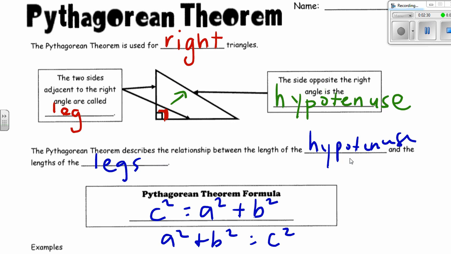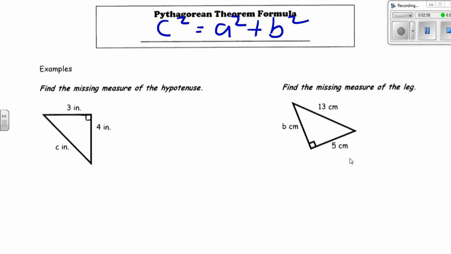Now just so you know the different parts of this particular formula, the c is always going to represent your hypotenuse because that's going to be the longest length of the right triangle. So c will represent the hypotenuse. A will typically represent the smaller leg, and B will represent the medium leg. But for all intents and purposes, A and B can be interchanged based on the commutative property.